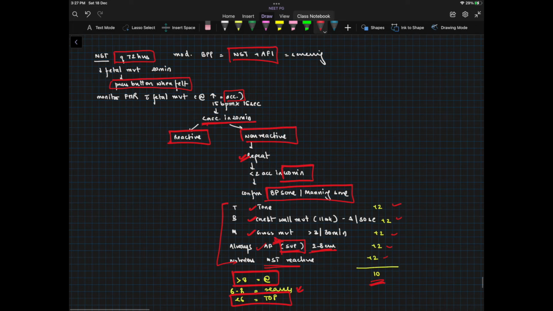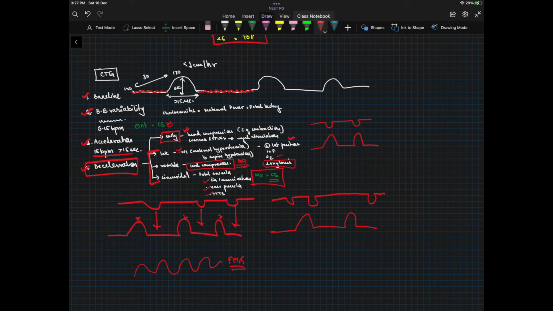Then CTG or the cardiotocography is done during the labor. Here the parameters are, first of all, the baseline heart rate. Then there should be beat to beat variability, right? So we can see that if the beat to beat variability, which is 5 to 15 per minute, is present, then it is normal. If it is absent, then C-section is advised. Then again there should be acceleration, which we discussed, 15 beats per minute for more than 15 seconds. And if deceleration is present, it is detrimental.